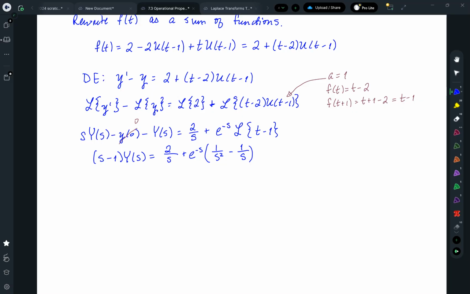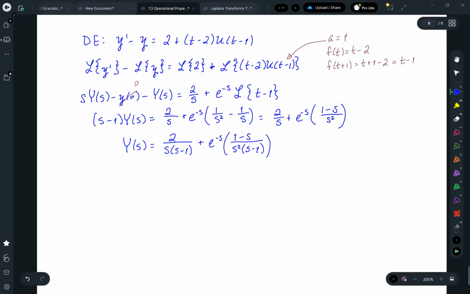I should rewrite the right-hand side so that the stuff inside of the parentheses has a common denominator. So I get 2 over s plus e to the minus s times (1 minus s) over s squared. Okay, now divide both sides by s minus 1, and Y of s is equal to 2 over s times (s minus 1) plus e to the minus s times (1 minus s) over s squared times (s minus 1).